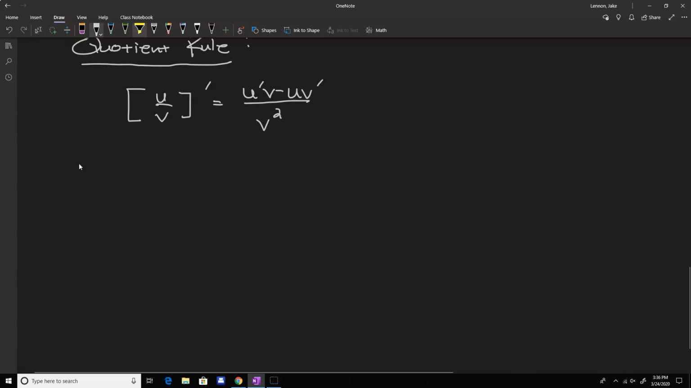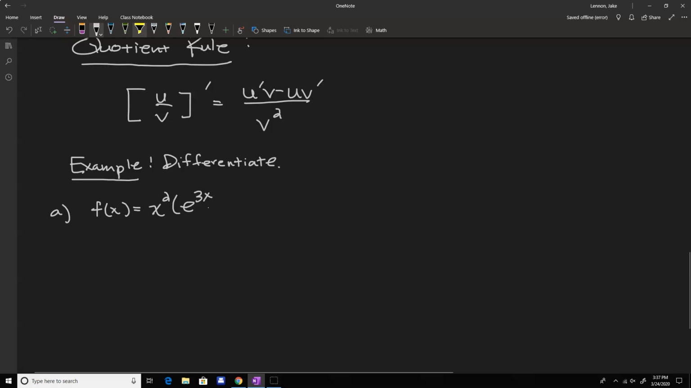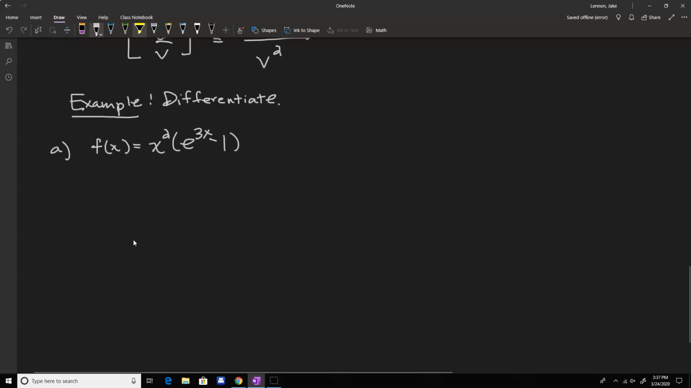So let's look at an example here where we just want to differentiate, find the derivative of each function. So let's suppose we have f of x equals x squared times e to the 3x minus 1, so only that 3x is in the exponent. Again, with these product and quotient rules, the derivatives might not be nicer. They may just get messier and messier, kind of like we saw with the chain rule. So usually I won't require too much simplification here.